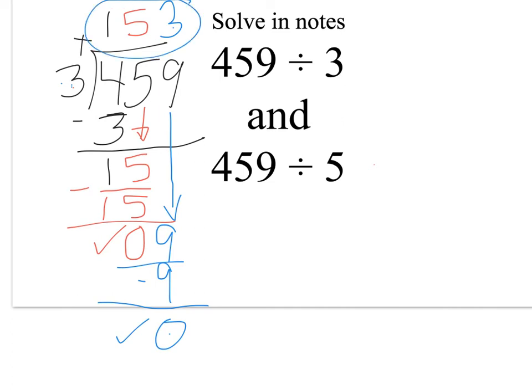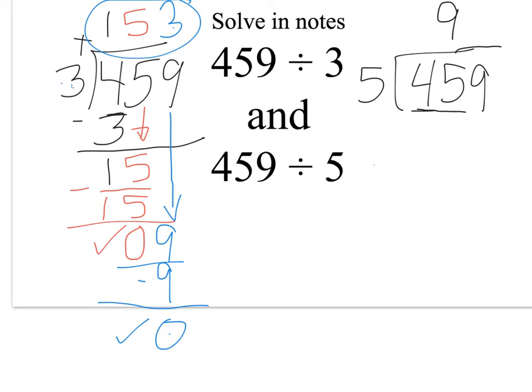The next one says 459 divided by 5. So again, we're going to start in the hundreds place. If I have 4 hundreds and I have 5 groups, I don't have enough hundreds to divide into those 5 groups, so I need to move to the tens place. So now I have 5 in the tens place plus the 4 hundreds, which means I have 45 tens. So how many times does 5 go into 45? That would be 9. We're going to divide. 45 divided by 5 is 9. Then I'm going to multiply 9 times 5, which is 45.